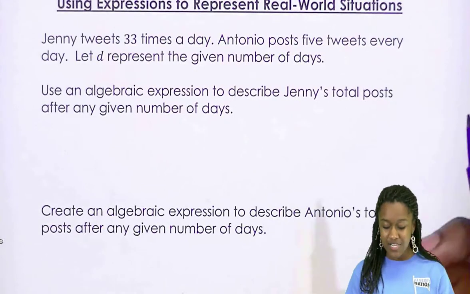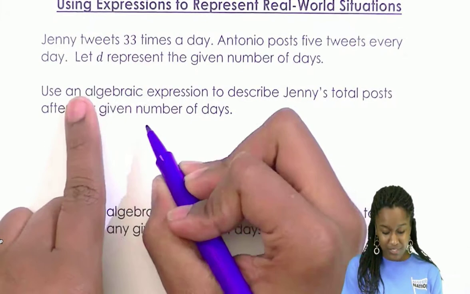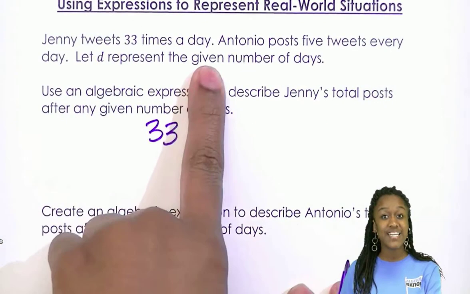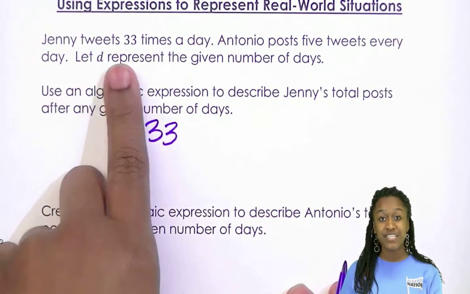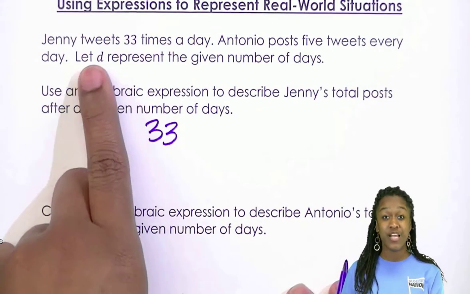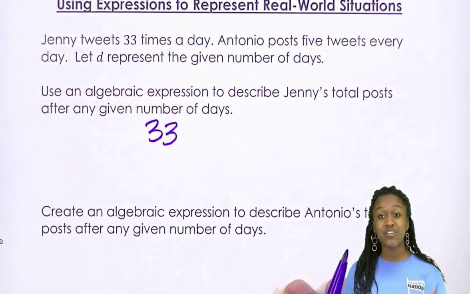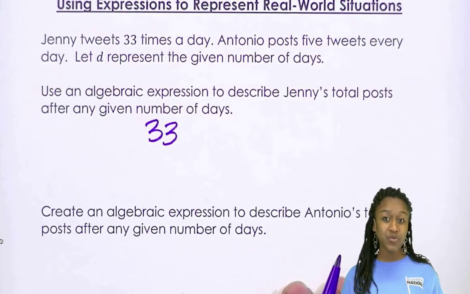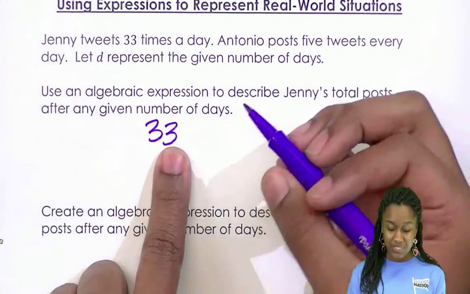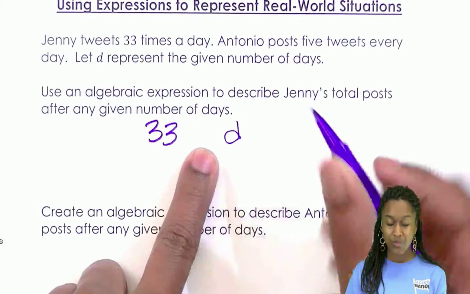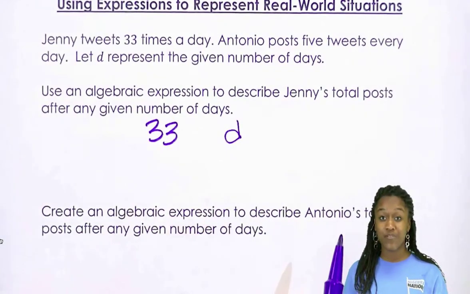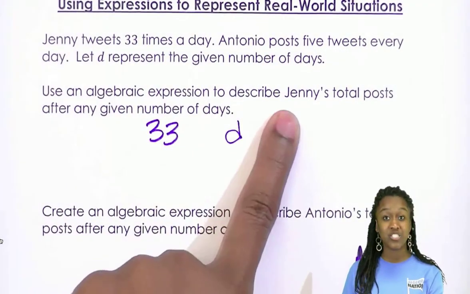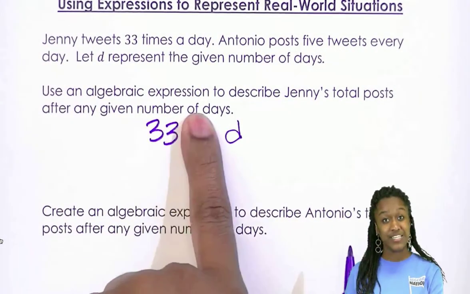So, Jenny posts 33 times a day. And we're going to let D represent any given number of days, right? D is going to be our variable. Now, when we use D, we don't necessarily know how many days go by, so we can't compute it, right? But we can use D as a placeholder for whenever we do know how many days we have. Alright, so this is our algebraic expression to describe Jenny's total posts after any given number of days.